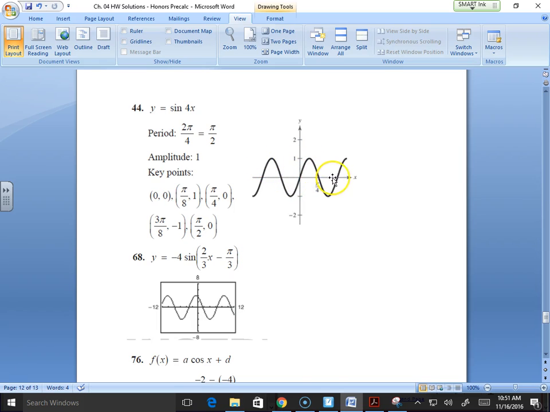Middle, top, middle, bottom, middle. Does that work? And one more time, how did I figure out 1/8? What did I do?